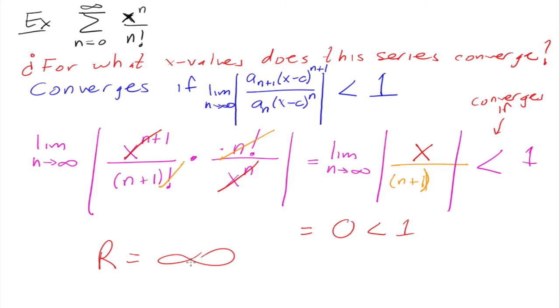Then this series is always going to converge, and that's because if you just have a number raised to the n over n factorial, the n factorial is going to dominate, right? So that series is going to converge. So this right here, this is the radius of convergence, right?